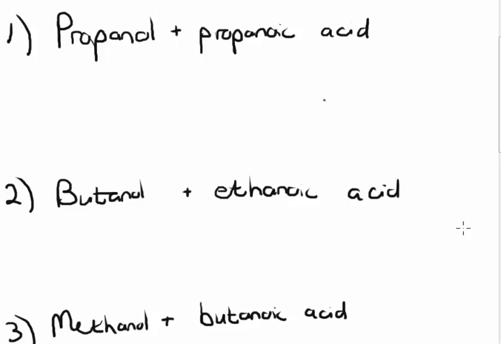So we are looking at ester formation. I have written down a couple of examples here. An ester is formed when we take an alcohol and a carboxylic acid. We add them together and then we add a dehydrating agent like sulfuric acid.